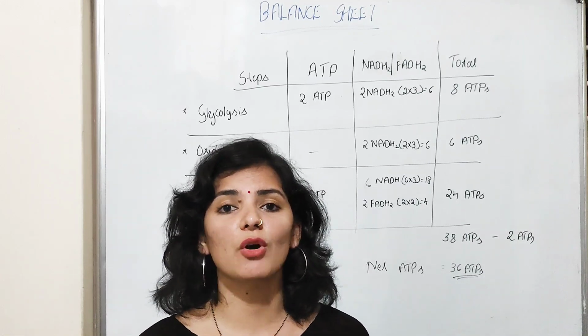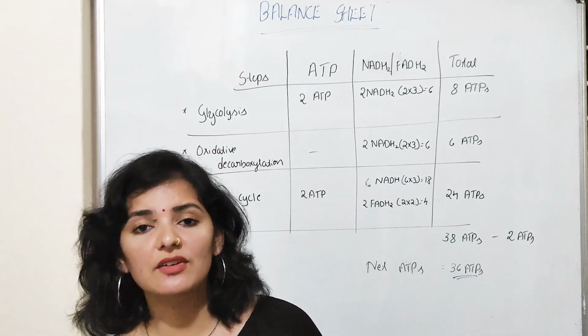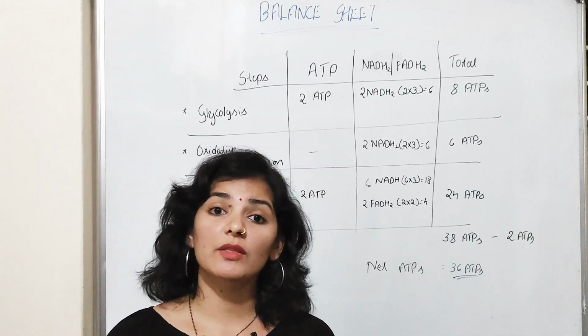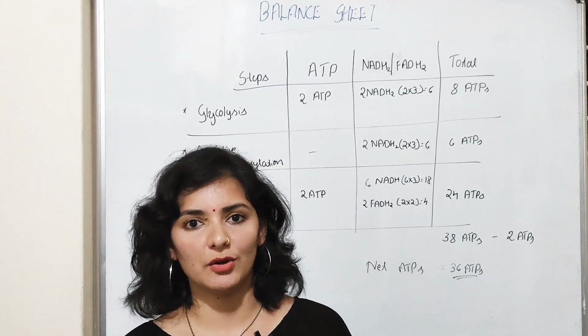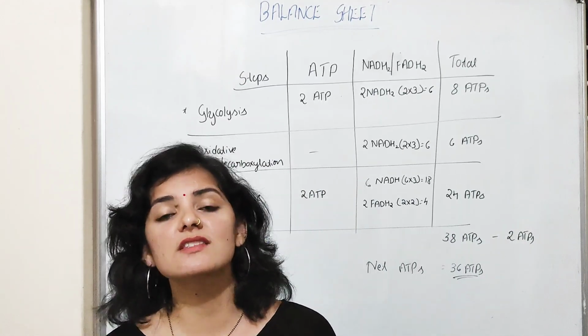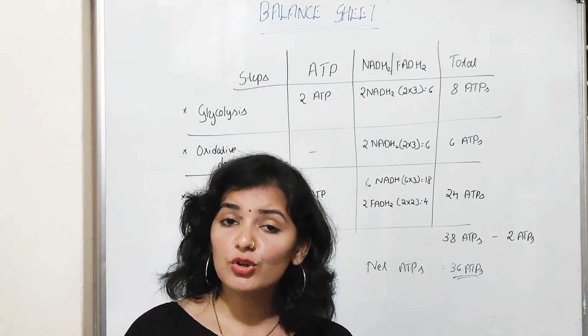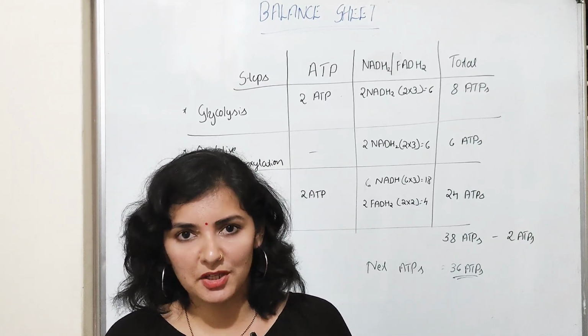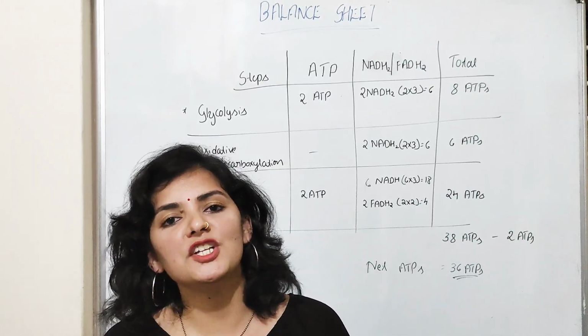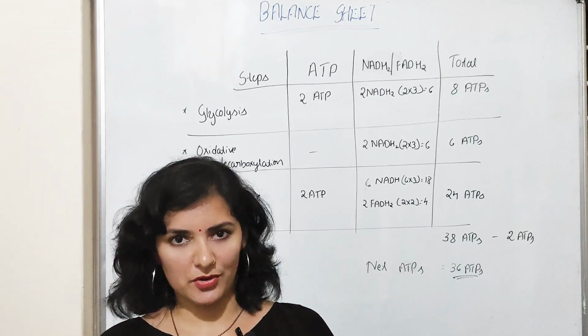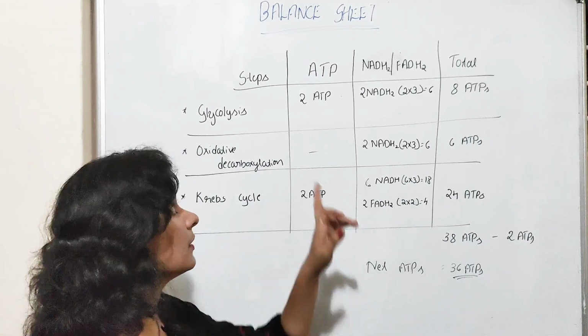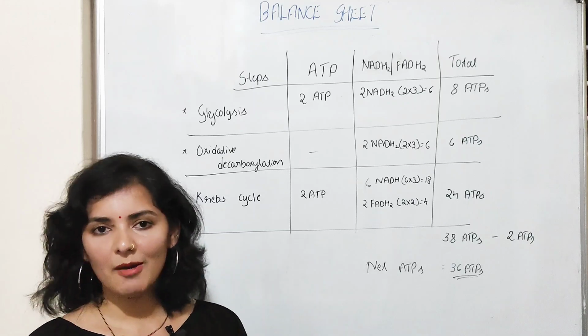In other words, it is simply the calculation of the amount of energy gained in the form of ATP when one molecule of glucose is broken down, or oxidized, or undergoes aerobic respiration. What is the amount of ATP produced in that process? That calculation is nothing but the balance sheet, or respiratory balance sheet.